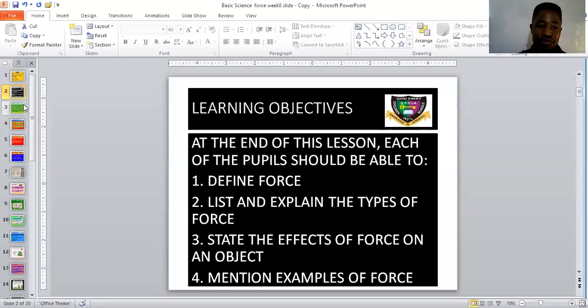What is force? Now, force is a push or a pull on an object which causes the object to either move from where it was before to a new place or stop the object from moving. I take that again. I said force is that which makes an object move from where it was before to a new place or causes the object to stop moving. I give you an example.